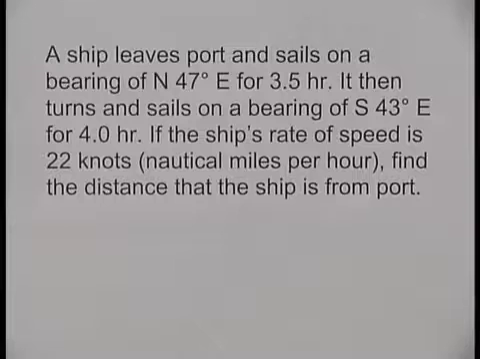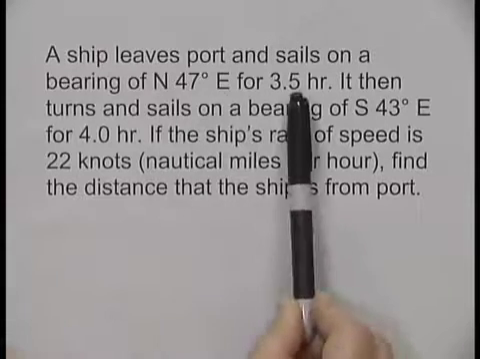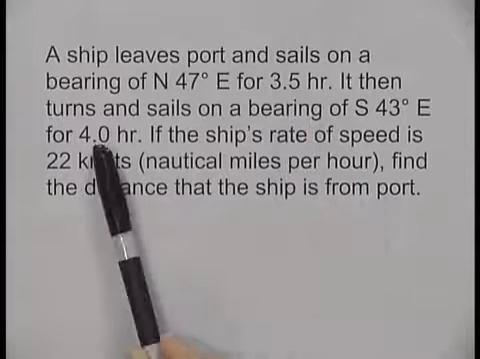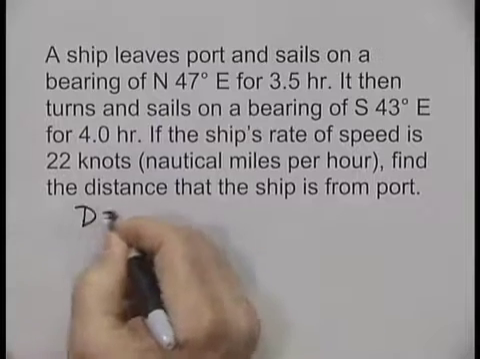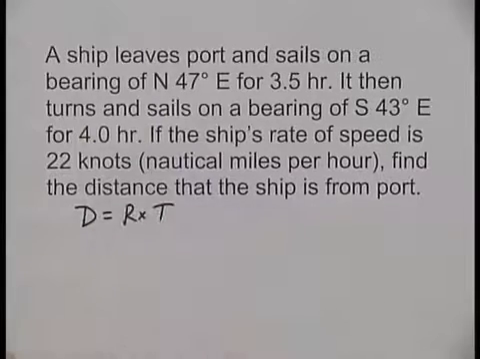A ship leaves port and sails on a bearing of north 47 degrees east for 3.5 hours. It then turns and sails on a bearing of south 43 degrees east for 4.0 hours. If the ship's rate of speed is 22 knots, nautical miles per hour, find the distance that the ship is from the port. Well, we can begin this by first finding the distance traveled on each of the legs of this trip. Let's begin. We use the formula that distance is equal to rate times time.